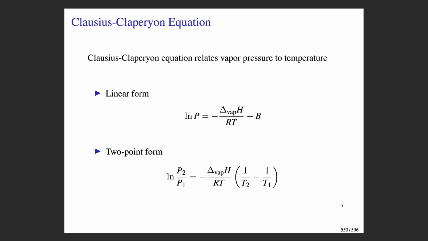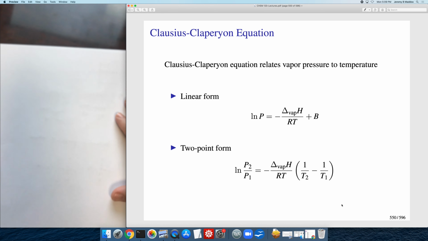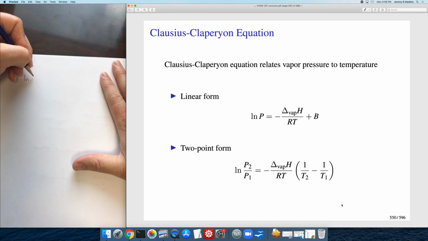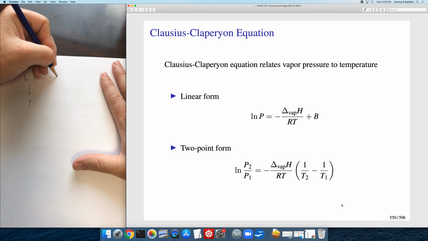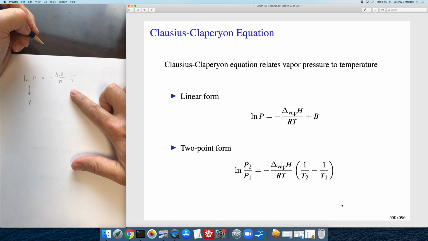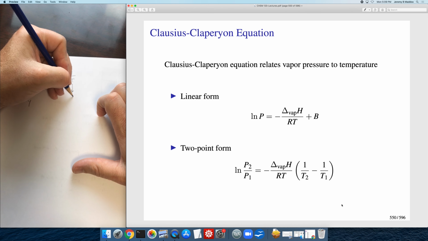We're going to turn our attention next to the Clausius-Clapeyron equation, which relates the vapor pressure of a liquid to its temperature. There are two versions of the equation: the linear form, and what I call the two-point form. Let me explain why I call the linear form the linear form. If we take the equation and imagine plotting the natural log of the vapor pressure along the y-axis, and along the x-axis we plot 1 over the temperature for that vapor pressure, this is going to be our x-coordinate.